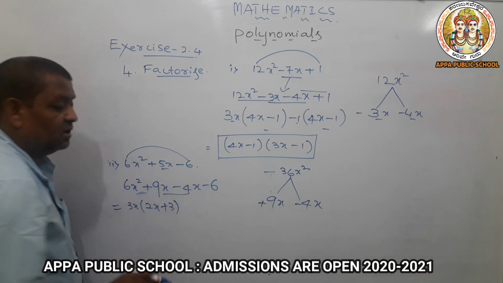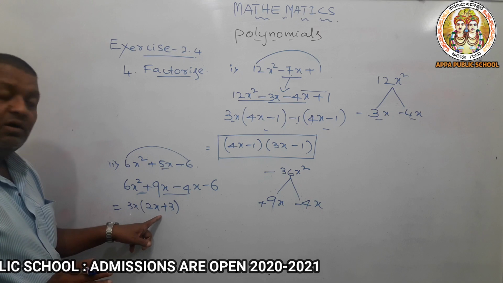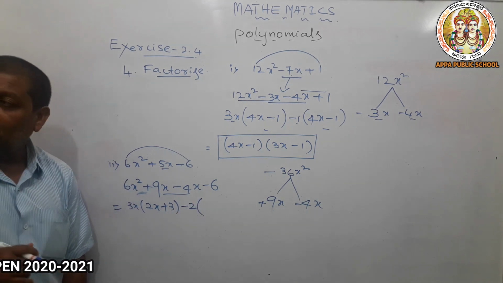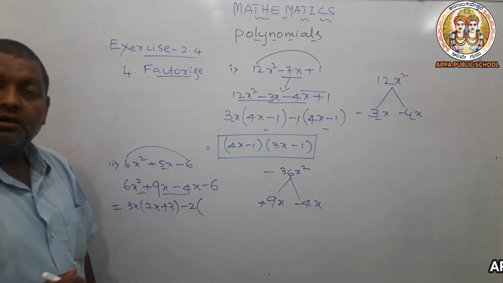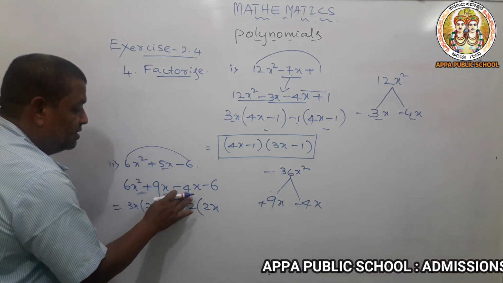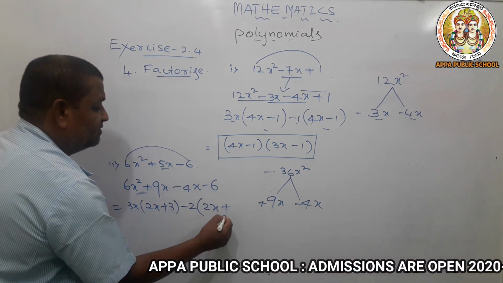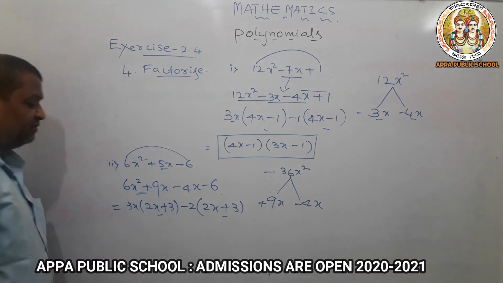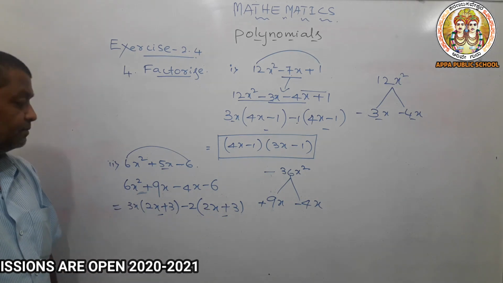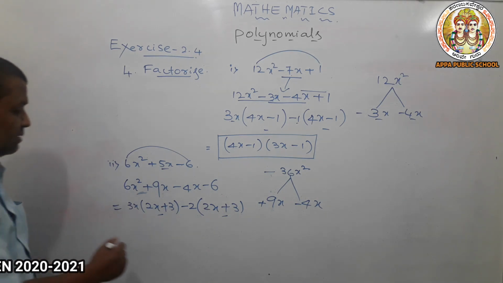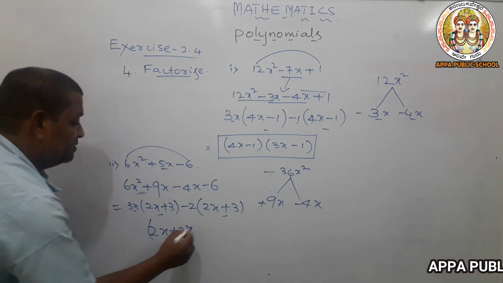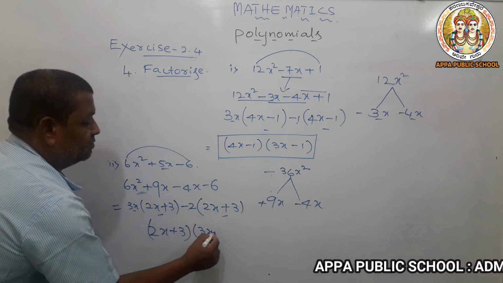What is common here? You need to see. I want plus inside, so take minus 2 as common. Definitely 2 is common. Take minus 2. So 2 twos, minus into minus plus, and next minus into minus plus, 2 threes. You observe these two: 2x plus 3, 2x plus 3. Both common. Once again remove it out: 2x plus 3. What is left here? 3x. What is left here? Minus 2.